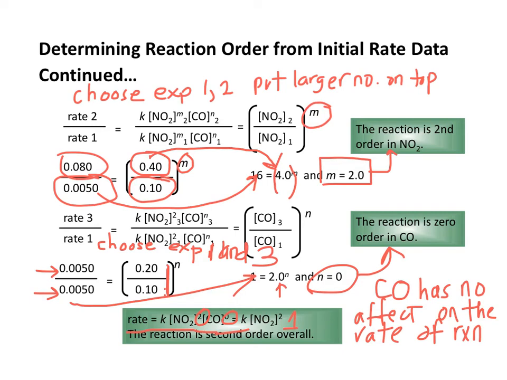If you wanted to write out the complete rate law, you would solve for K and sub in data. You could pick any experiment. I always pick the first to save time. Sub in the data, and you would find the value for K, just like we did in the last experiment.